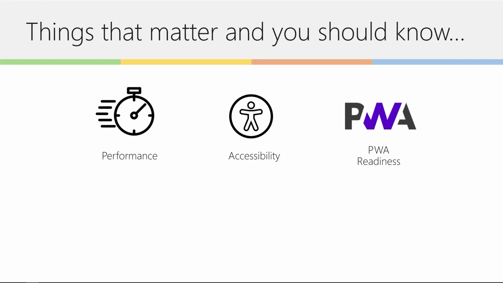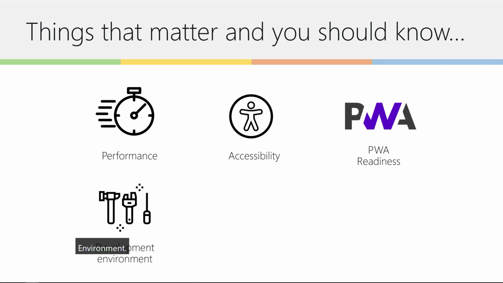PWA readiness: progressive web apps are the big thing that actually changes the market quite heavily right now. On-demand application technology using a URL as the distribution model. Development environment: know your editors, know your setups, know how to be much more effective in developing things than you were before, because we have these open editors that you can contribute to.